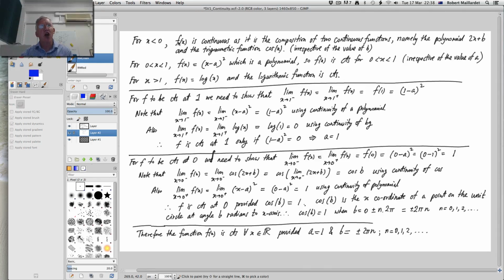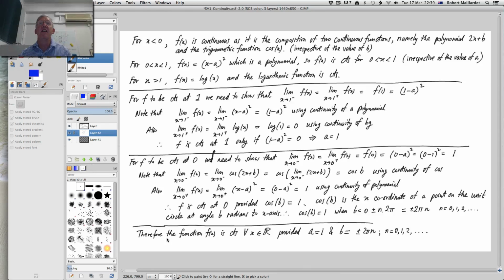What have we done? Overview. We've established the function is continuous within each of its individual regions, less than 0, between 0 and 1 and greater than 1. Then we've looked at the discontinuity points affected by the parameters a and b, and we've made sure that the left and right hand limits are equal to the value of the function at the point. That's the definition of continuity. So that's why you have to use it. And so we've got the values for a and b.